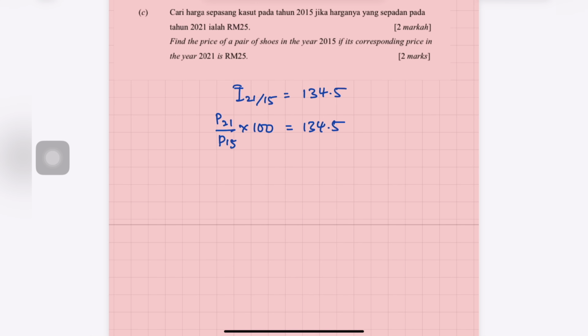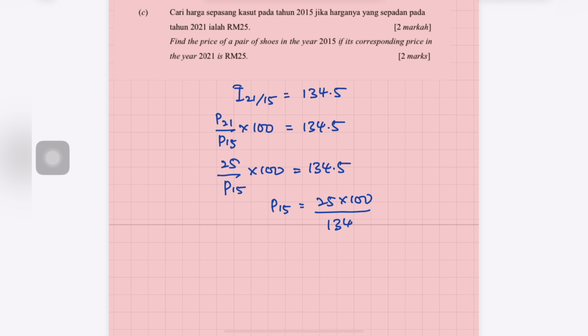Okay, yang dia bagi in the year 2021 RM25. So 25 over P15 times 100 equals to 134.5. So price in the year 2015 is 25 times 100 over 134.5. So the answer is 18.59.